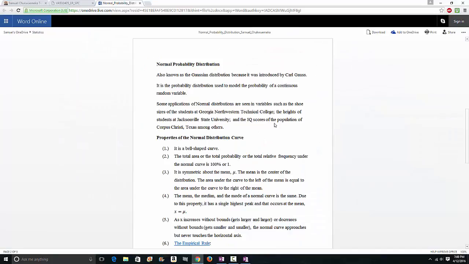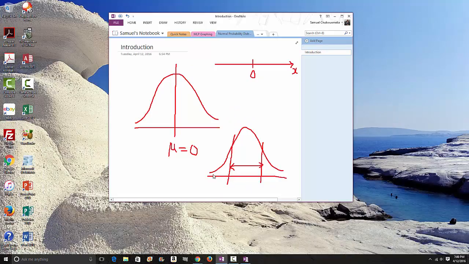You look at the IQ scores of the population of Corpus Christi, Texas. The IQ scores of the residents of Corpus Christi, Texas. Some people, very few people will have low IQ scores. A lot of people will have average IQ scores. Then very few people will have high IQ scores. That is a normal probability. So we use normal probability distribution to model such continuous random variables that behave that way.